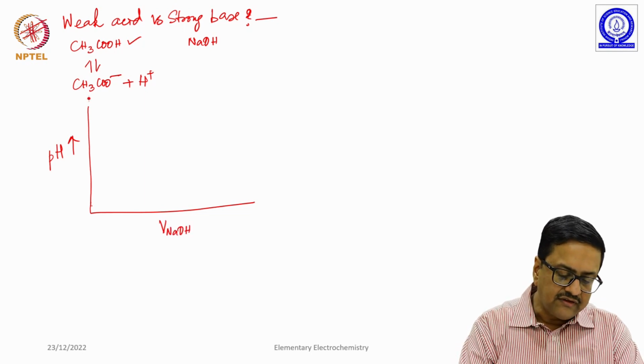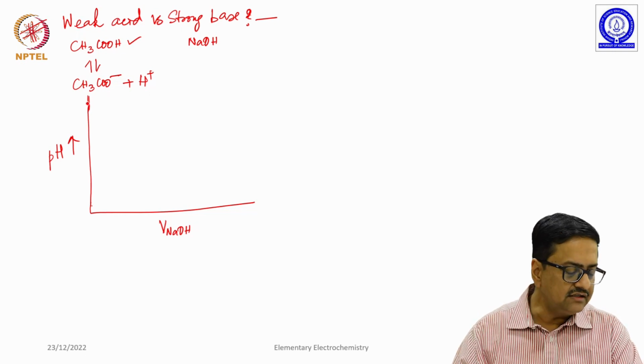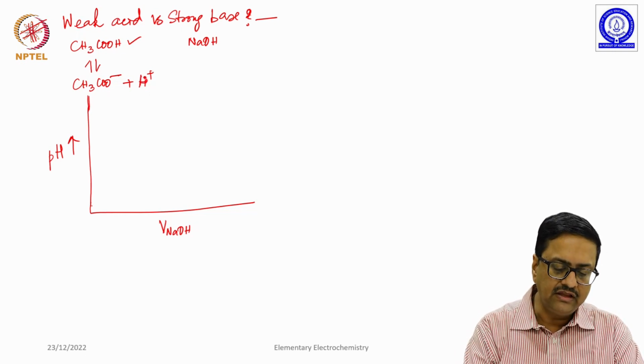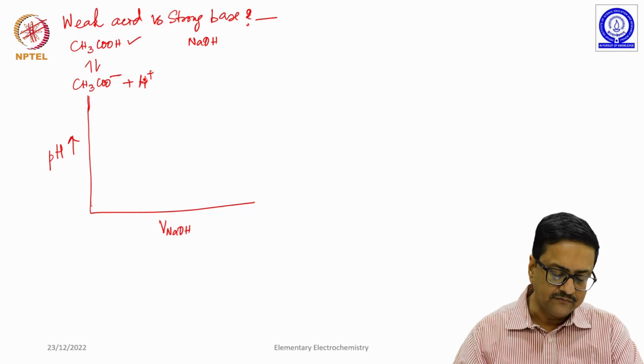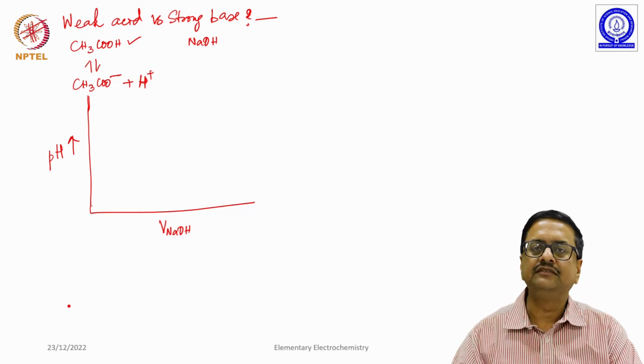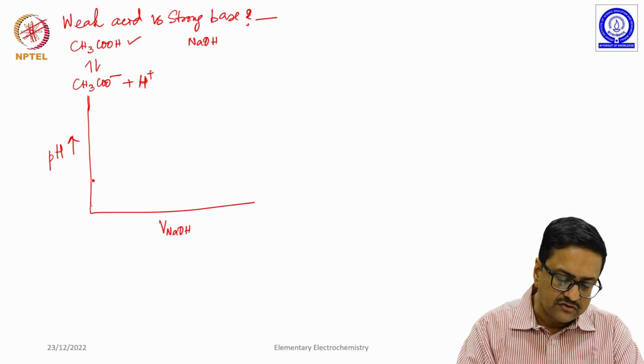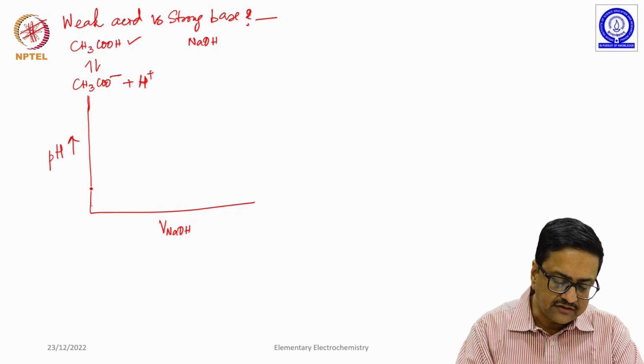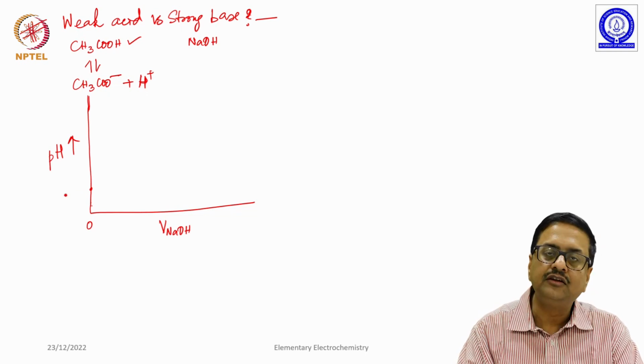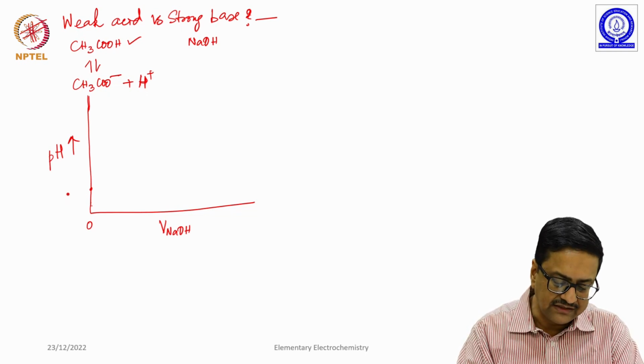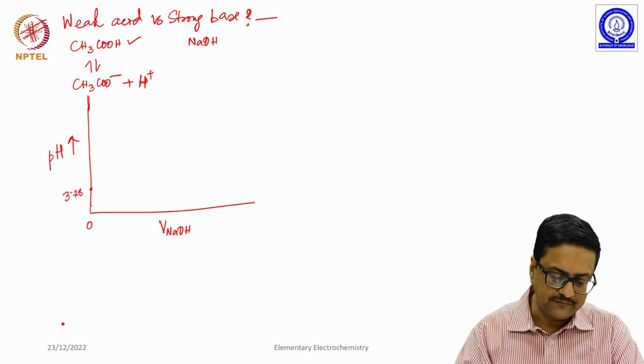Now, in this case what will happen? When you have H plus ions very little, the concentration of H plus ion is less. So, at the beginning at 0 volume of NaOH, pH will be a little more than the strong acid. It will be around 3.7 to 3.8.